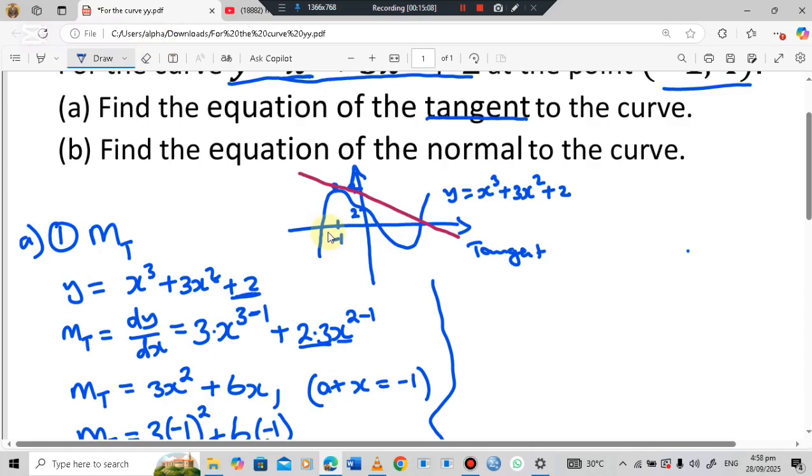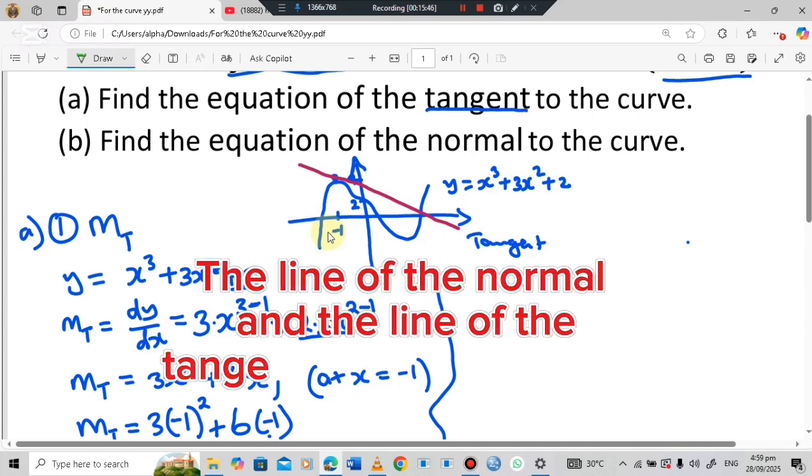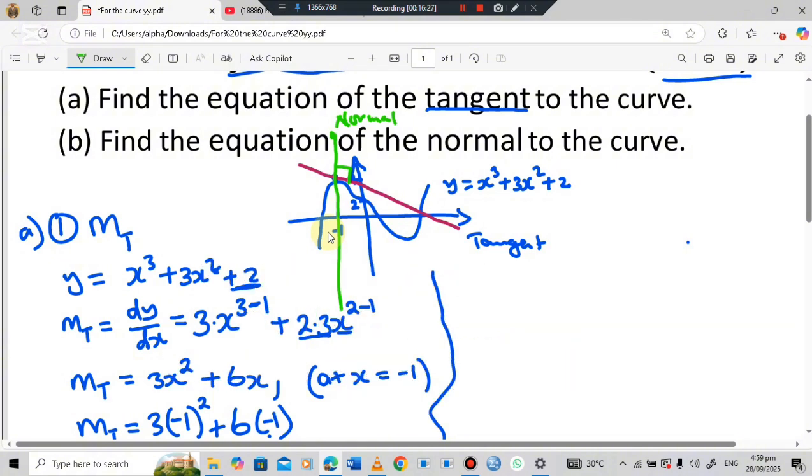So the second question says, find the equation of the normal to the curve. So they want us to find the equation of the normal to this same curve. So what you have to know is that the equation of the normal and the tangent, they cross each other at 90 degrees. So this line is the normal, and the normal and the tangent, they cross each other at 90 degrees.